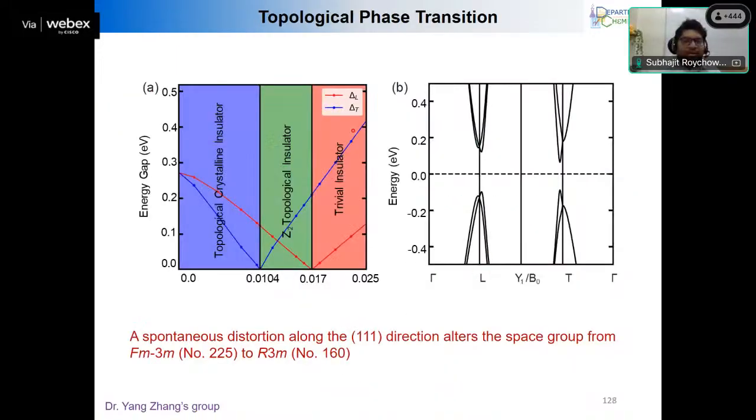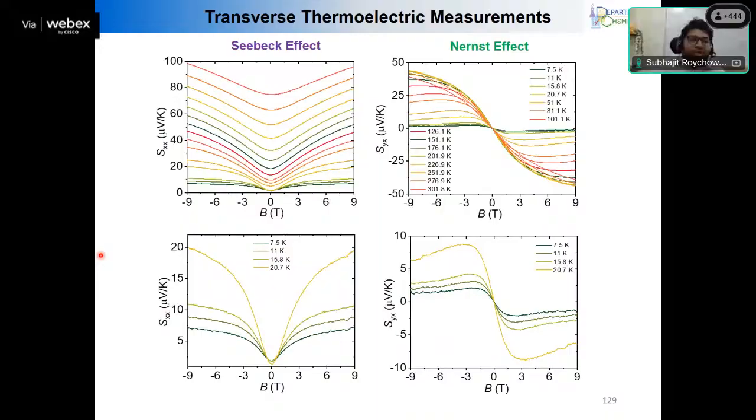And then we did a theoretical calculation, which says that if our system has a distortion which opens up the gap, it will have two topologically non-trivial pockets. We can get that information from theory, but can we realize it experimentally? So that's why we measured the Seebeck effect and Nernst effect of this topological material, and we observe several oscillations at low temperature. And we know that oscillations can give information about the Fermi surface, mobility, and so on.